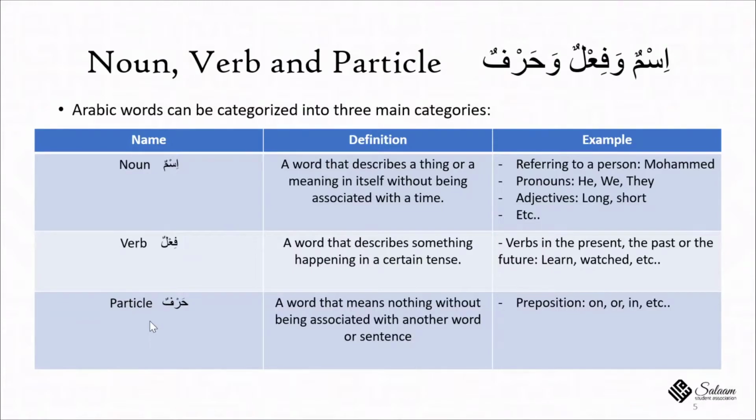And a harf, which is not an ism because it means nothing without being associated with another word. So harf is a word that has no meaning until it's associated with another word, like in, on, or this kind of words that have no meaning until it's associated with another word.